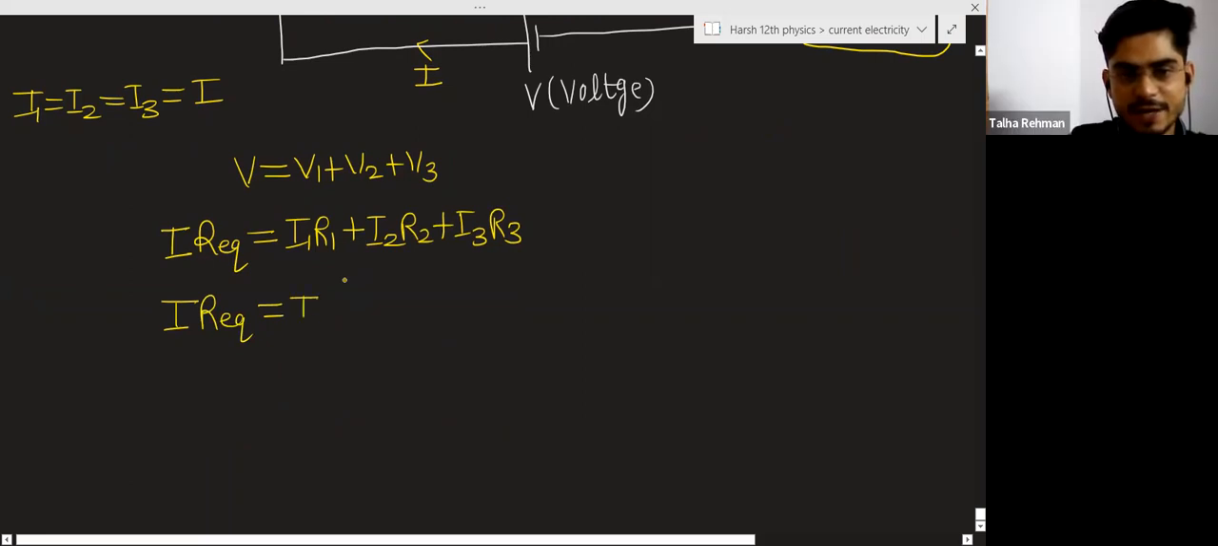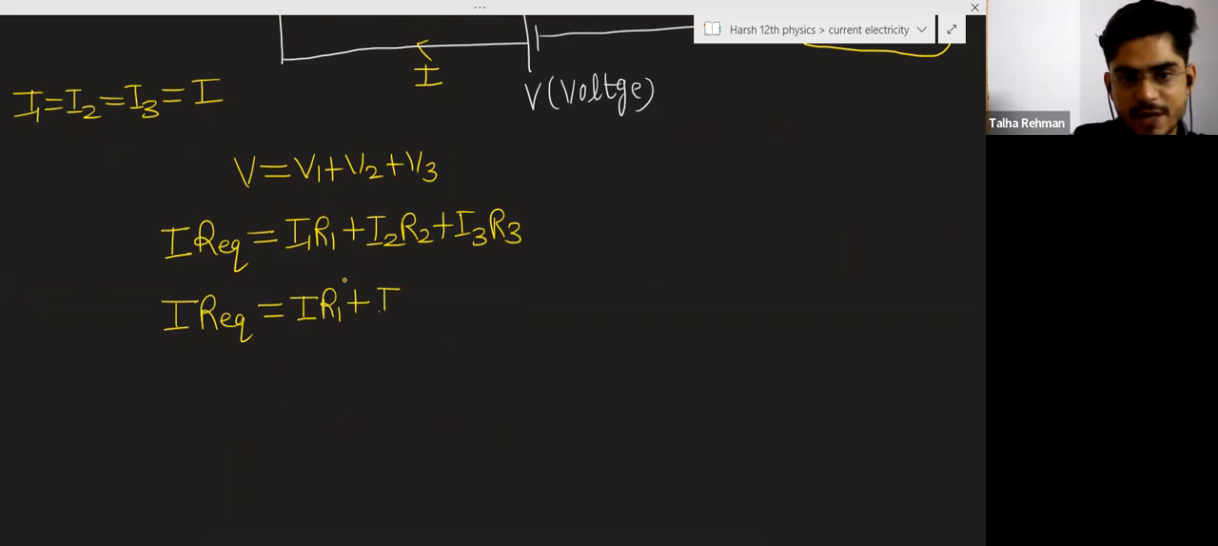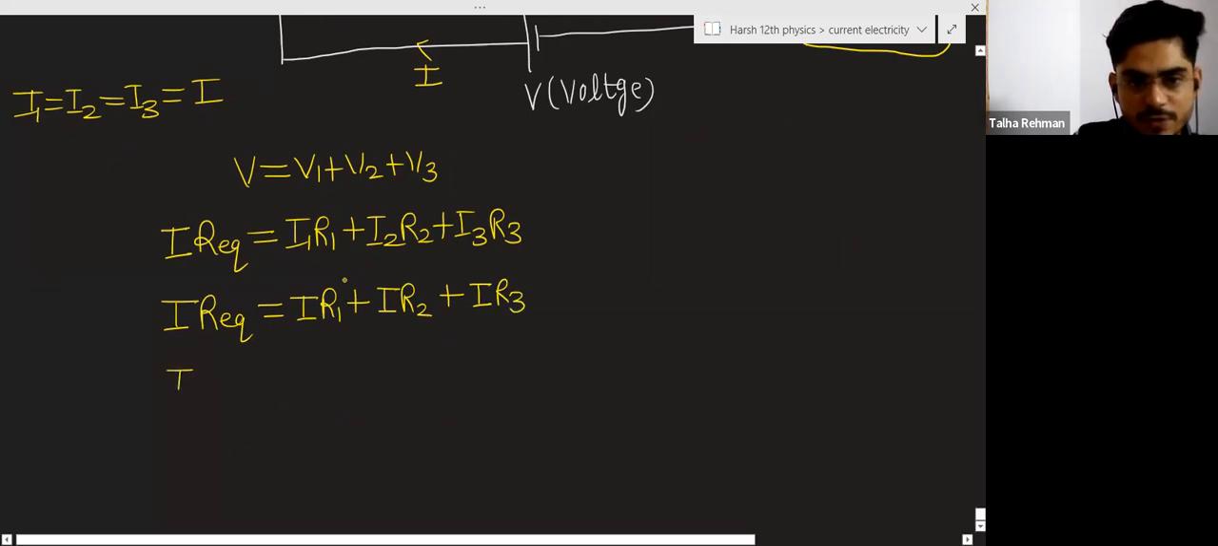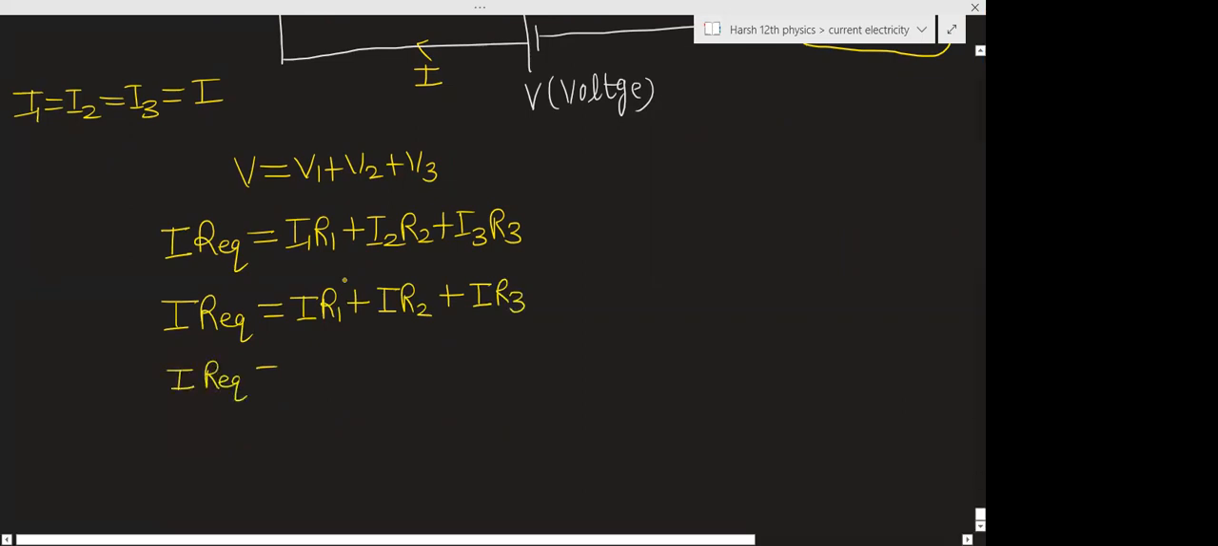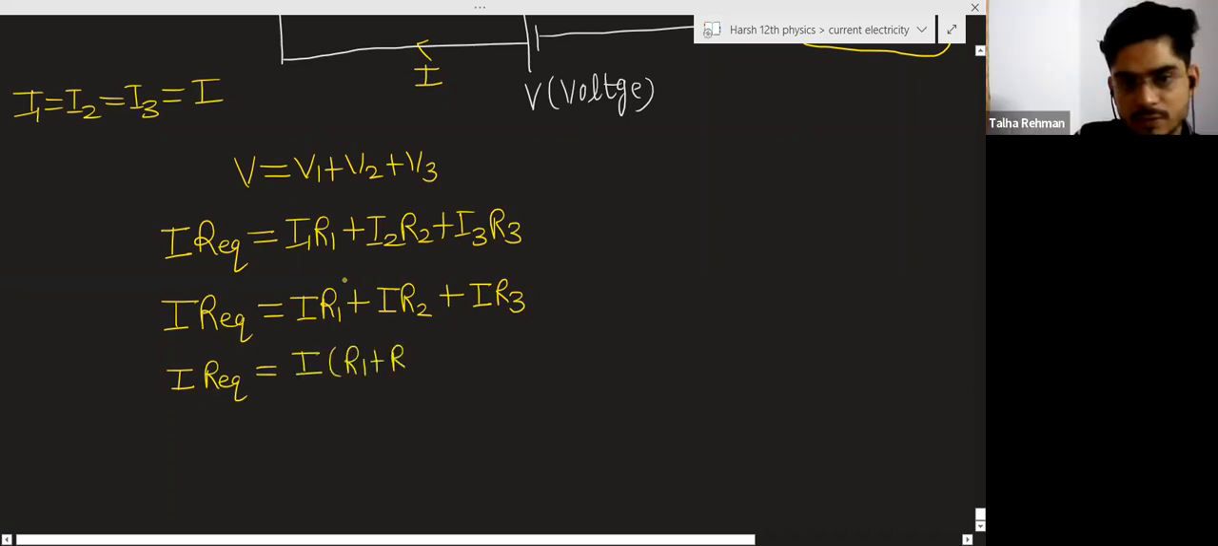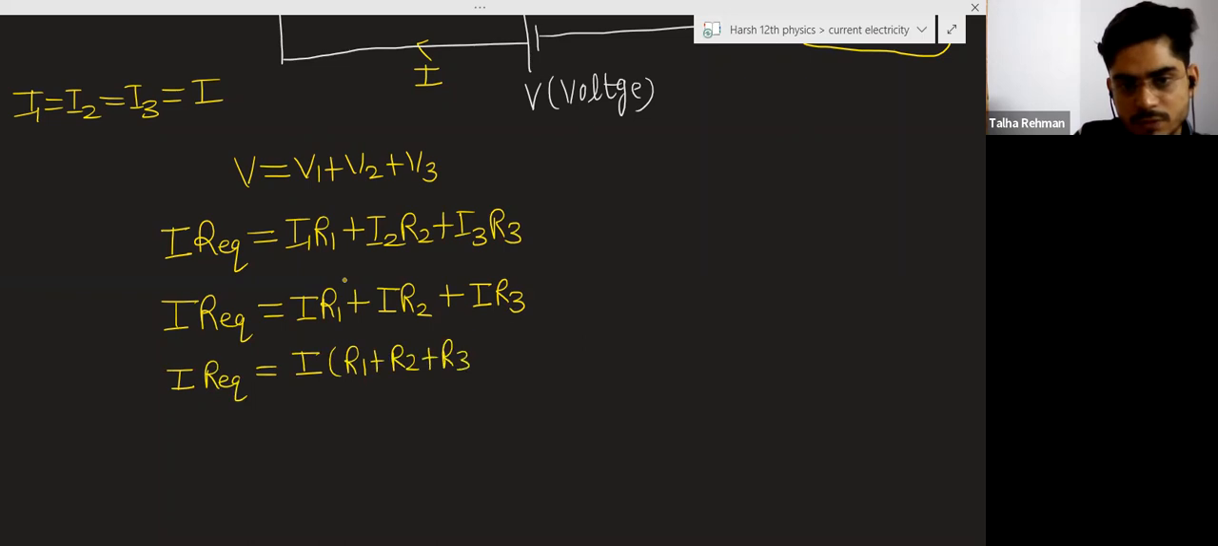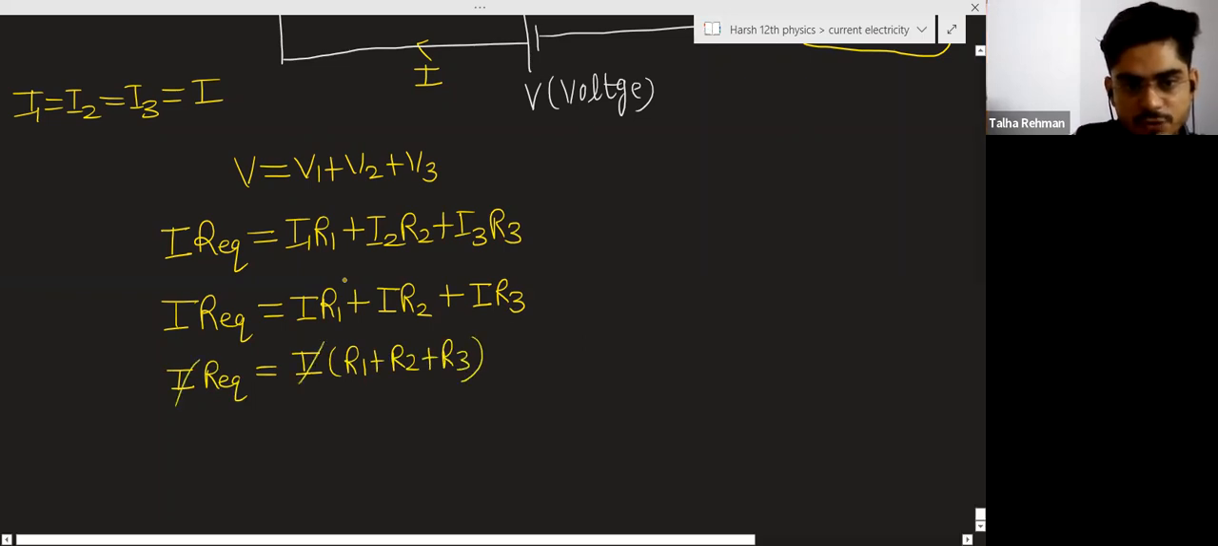For V1 I can write I into R1. For this I can write I into R2. For this I can write I into R3. Now take I common. It will be I into R1 plus R2 plus R3. So I and I cancel out, and the equivalent resistance you will get is R1 plus R2 plus R3.